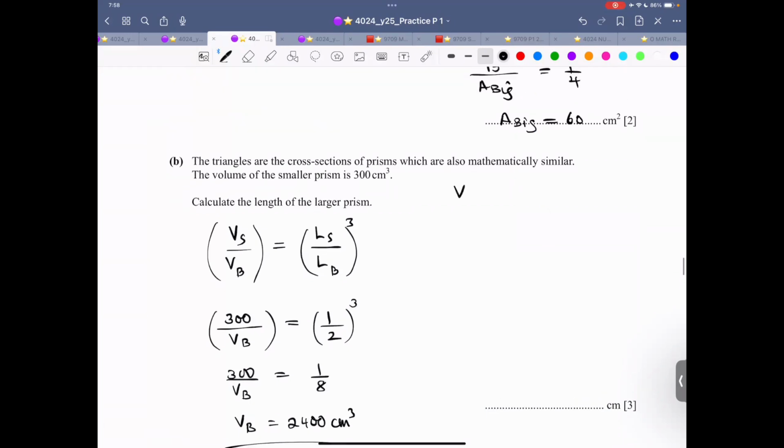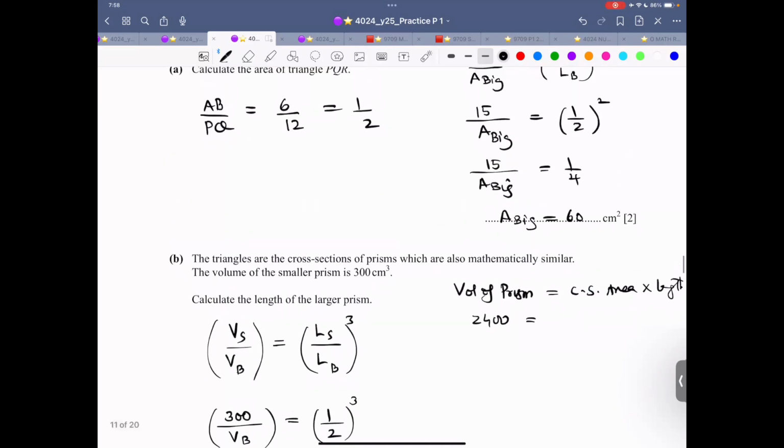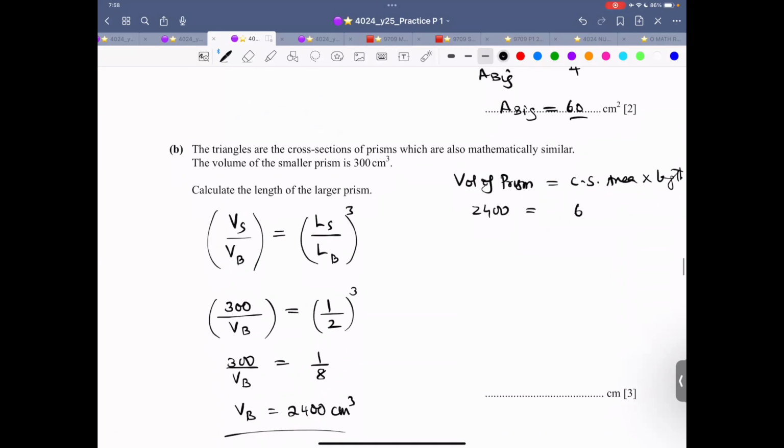Now, volume of prism is cross-sectional area into length. So they're looking for this length. Volume of prism is 2400. Cross-sectional area of the large prism is 60 into length of the large prism. So 2400 divided by 60 is length of large prism. 0, 0 cancel out. 240 over 6. That comes out to be 40.